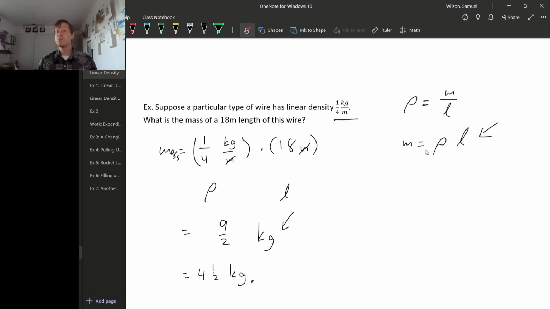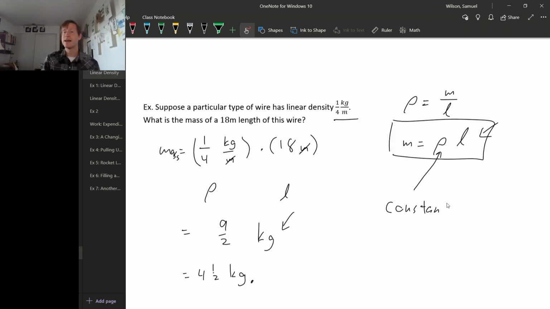Now there is one important caveat of this equation that we used here, which is that this equation assumes that the linear density must be constant. That is, at every point along this linear object, the linear density should be the same. So this inch of wire or rope weighs the same as this inch of rope, and that weighs the same as this inch of rope, and so on, all along the length of the object.